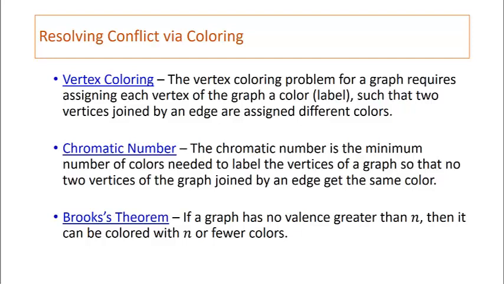Now, here's something to keep in mind. We said that in the case of a map, 4 colors was always sufficient. A warning, that will not be true in the case of a graph. When we are coloring the vertices of a graph, we may need 5, 6, 7, or more colors. Here are some examples.